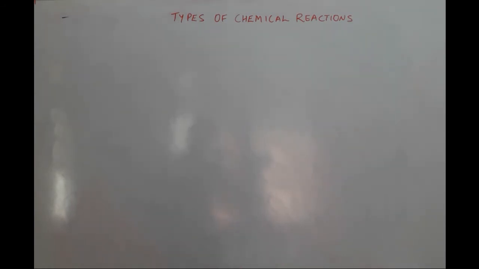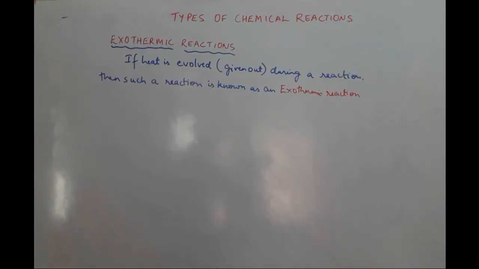Before we learn about the different types of chemical reactions, we need to know two types of chemical reactions based on whether heat is given out or whether heat is absorbed during the reaction. Let us see what they are. So the first one is called the exothermic reaction. What happens in an exothermic reaction? If heat is evolved or given out during a reaction, then such a reaction is known as an exothermic reaction.